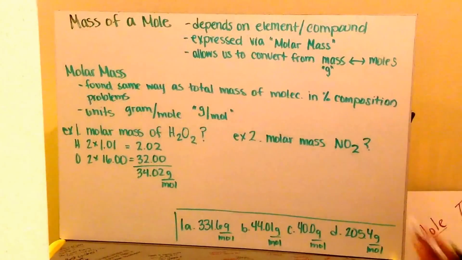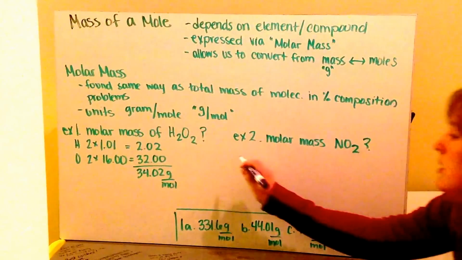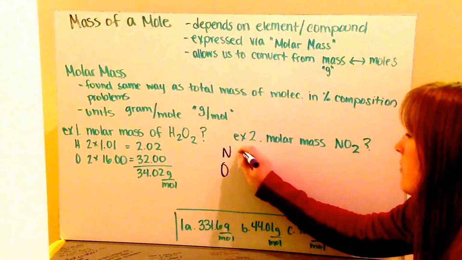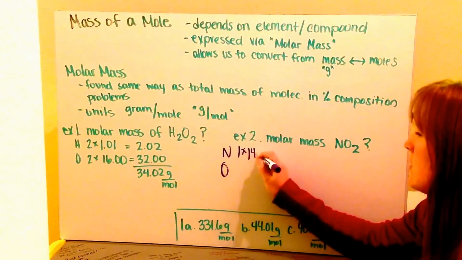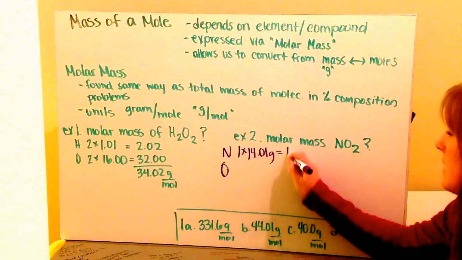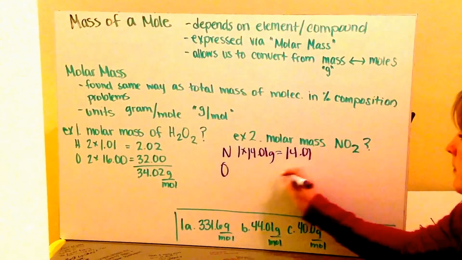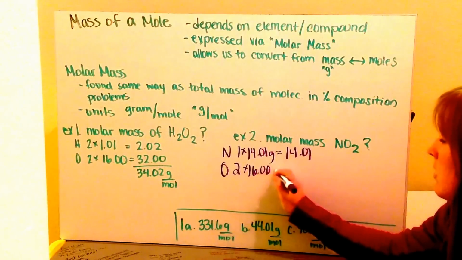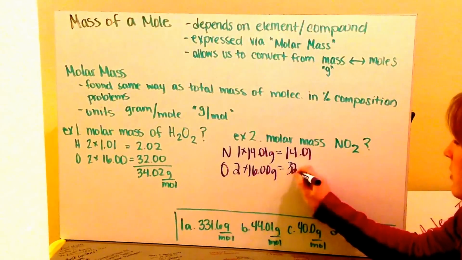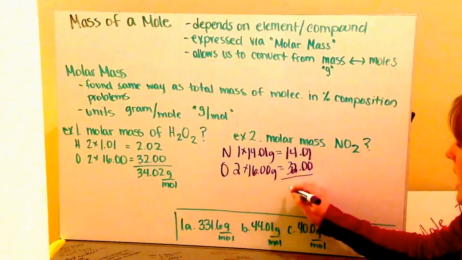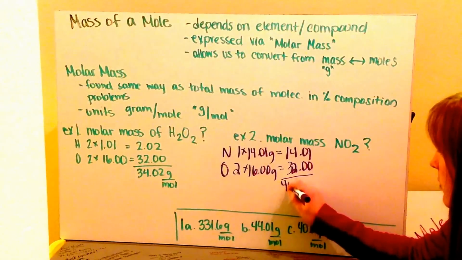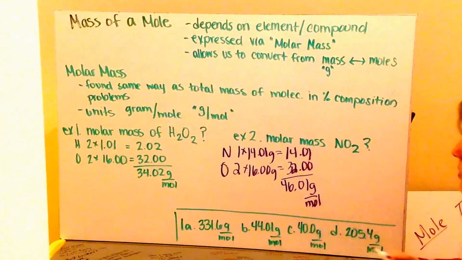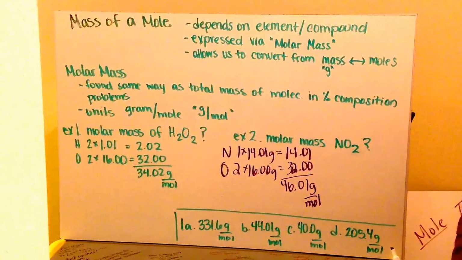Now let's calculate the molar mass of nitrogen dioxide. My 2 elements are nitrogen and oxygen. I have 1 nitrogen with a mass of 14.01 grams, gives me a contribution of 14.01. Oxygen, I have 2 of them, each with a mass of 16 grams, gives me a contribution of 32.00. Adding them together, I get 46.01 grams per mole as my molar mass of nitrogen dioxide.